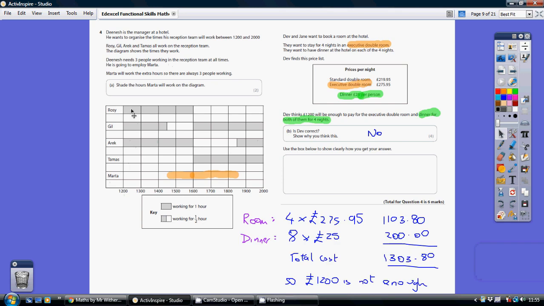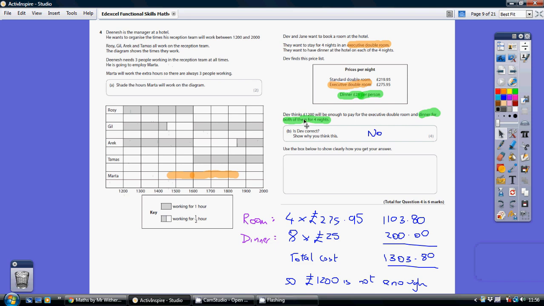So let's have a look. We've got three people here, we've got three people here, we've got three people here for the first half an hour, but from 2:30 onwards we need Marta to start working. She's got to come in here, so she's making up the third person here, the third person here, the third person here, and she then needs to work until 18:30, because after that we've got three people working. So basically Marta's got to come in between 14:30 and 16:30.